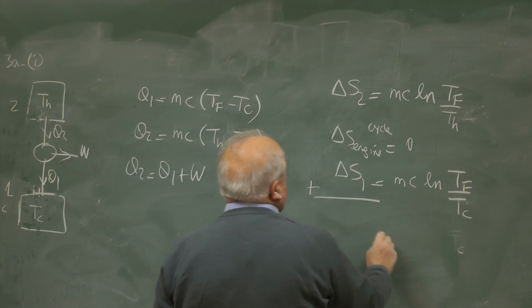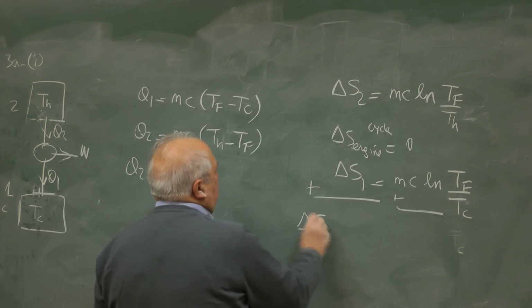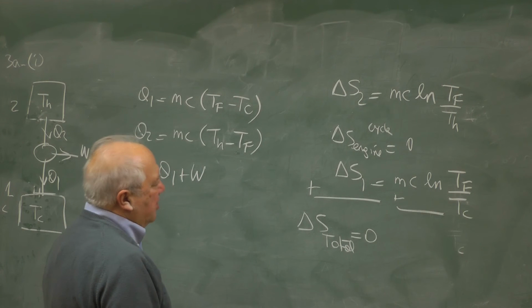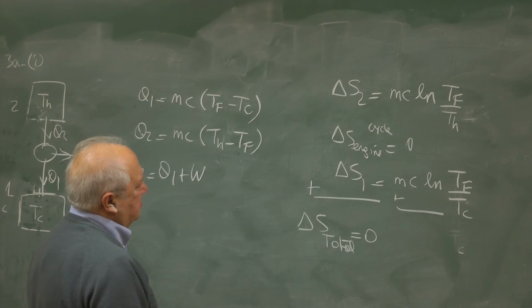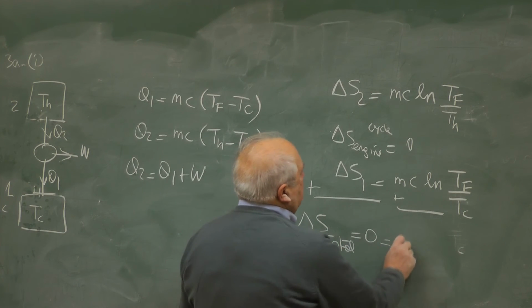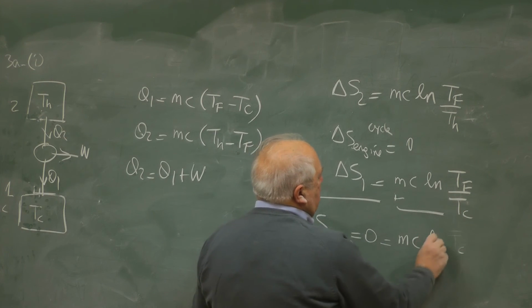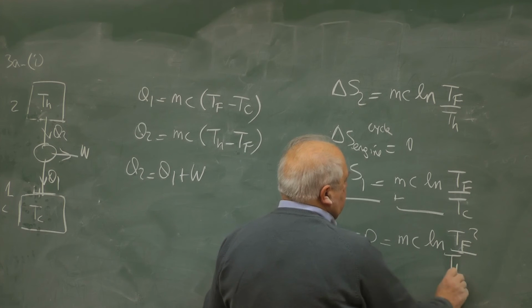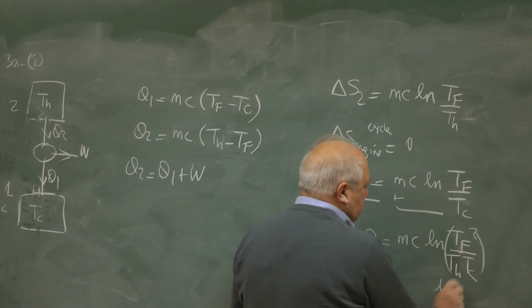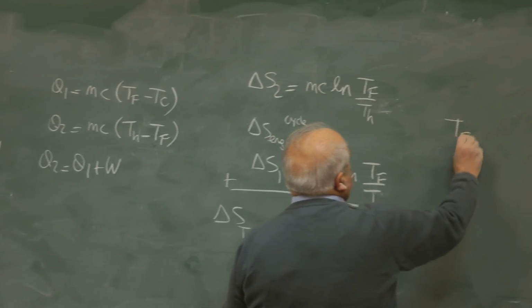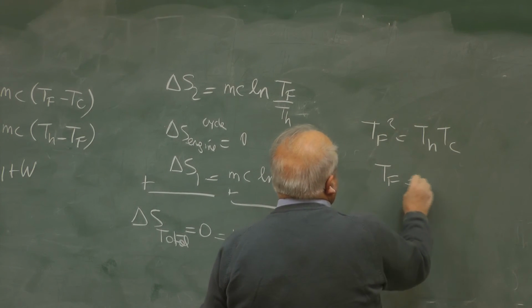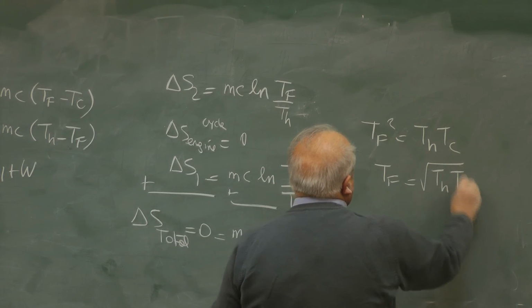We add them up. Delta S total. Now this must be zero, because it's a reversible cycle. And remember the Clausius theorem. Therefore, this is equal to mc, if you just add them up, the log of TF squared over TH TC. Now, if it is zero, this must be log of one. So TF squared is TH TC, or TF is equal to root TH TC.